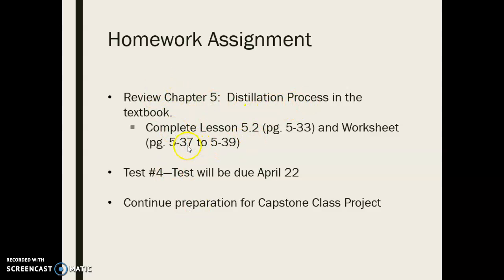Now review Chapter 5 problems. There's another worksheet, 37 to 39. I want you to do that. I have all the answers posted, but I wanted to make sure you give a little time to go over them, so the answers aren't available to you till April 12. And then test 4 will be due on April 22nd. Next week I'll hand it out to you, and it'll be due in another week, okay? Because today is April 8.